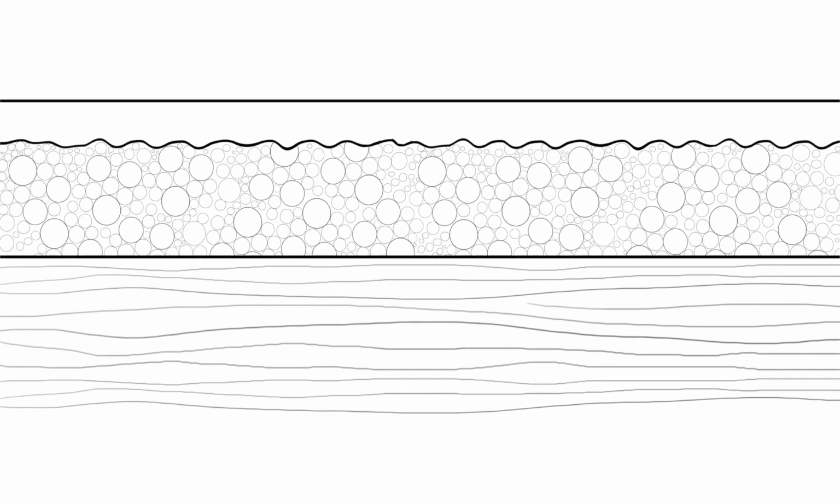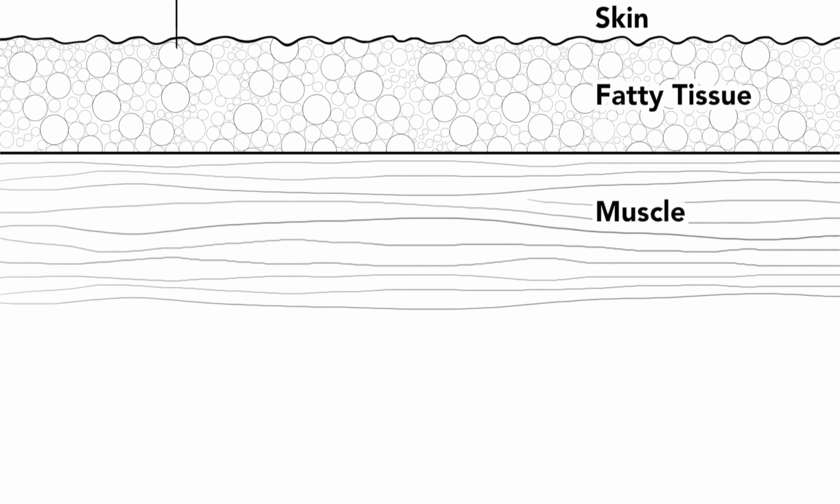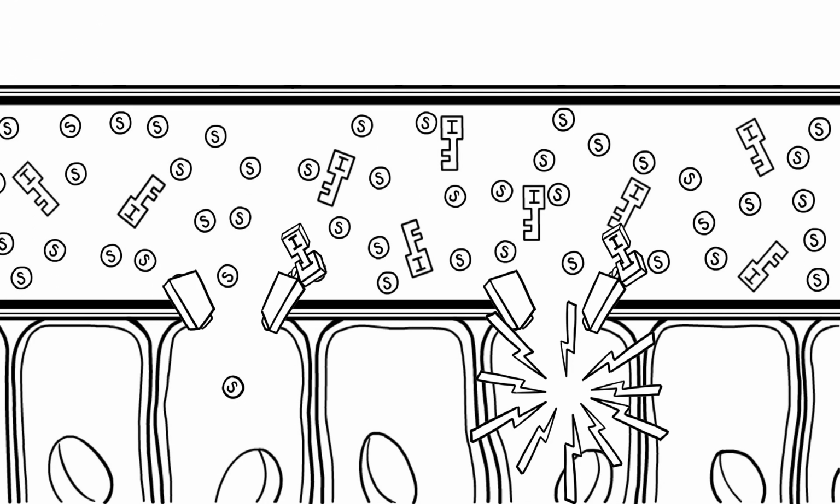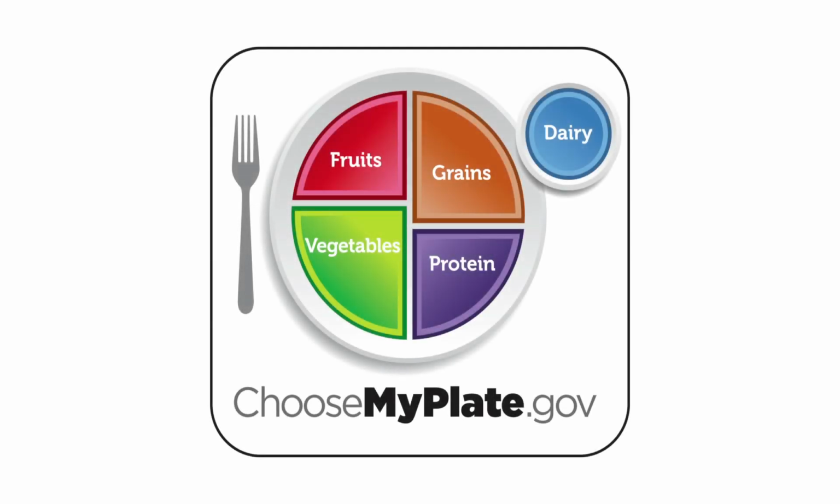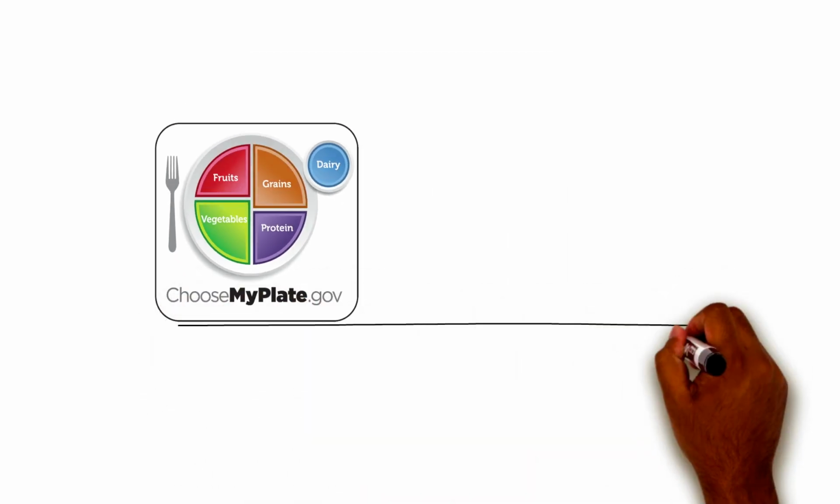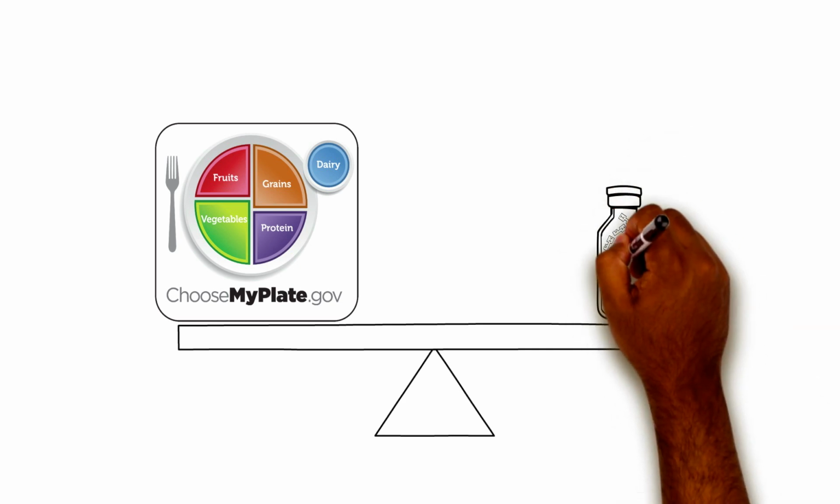In someone with type 1 diabetes, the body does not make insulin, so they need insulin injections to move the blood sugar into the cells to make energy. Children with diabetes should eat the same healthy foods as other children. They do not have to be on a special diet. However, your child will need to balance the carbohydrates they eat with the right amount of insulin.